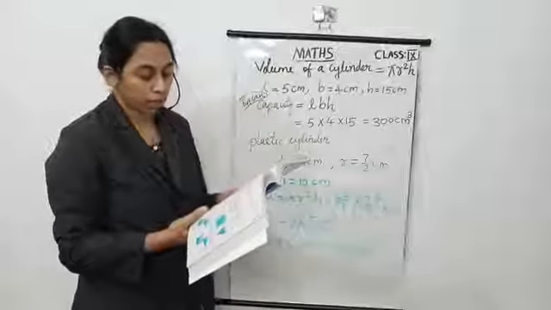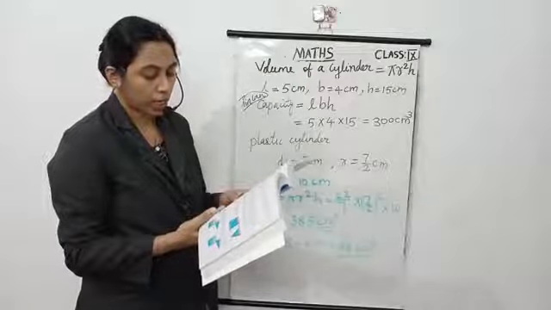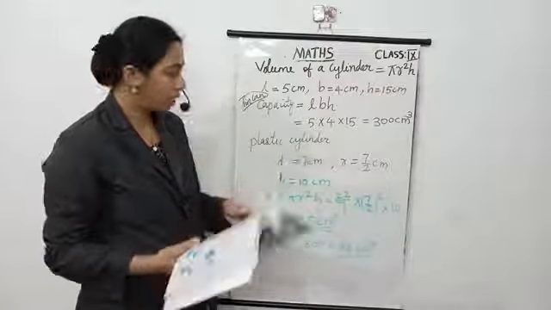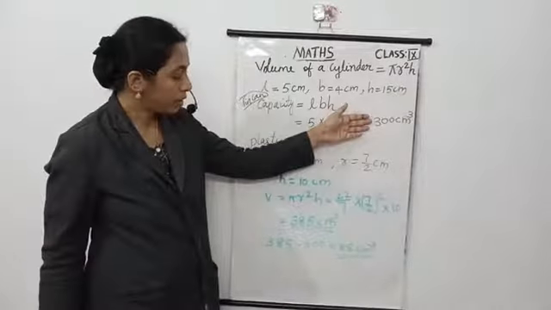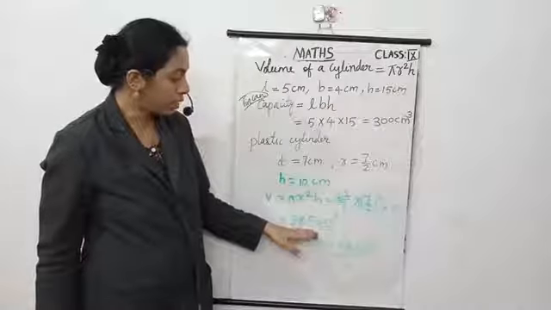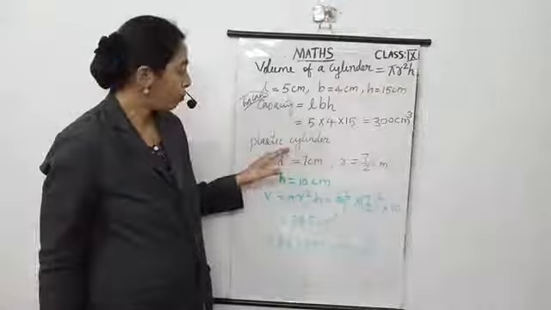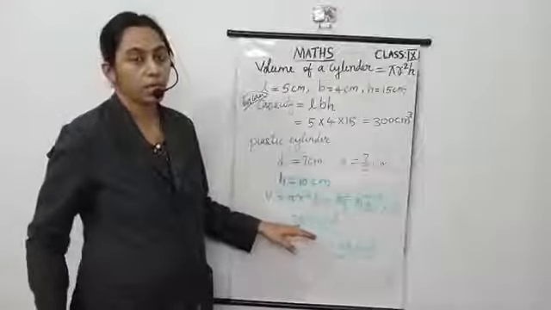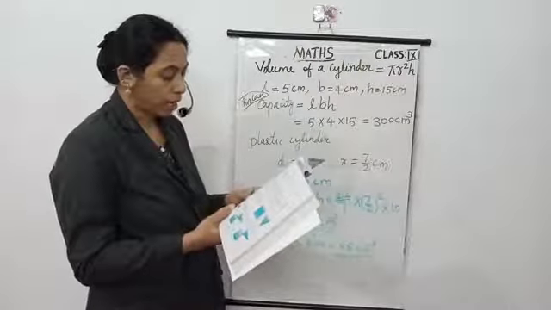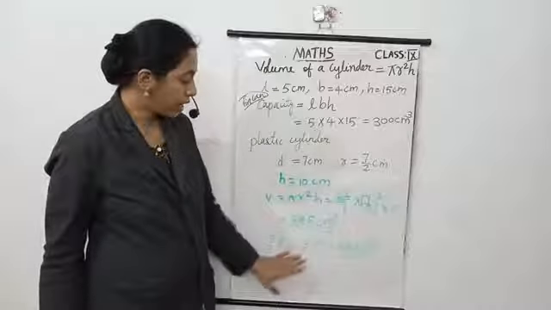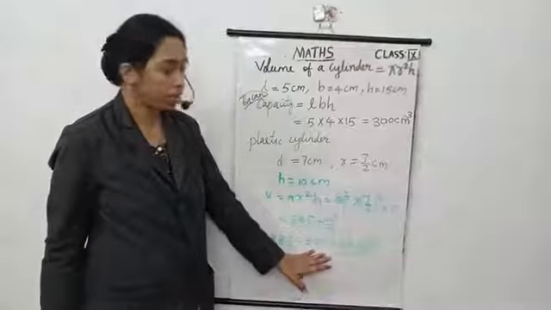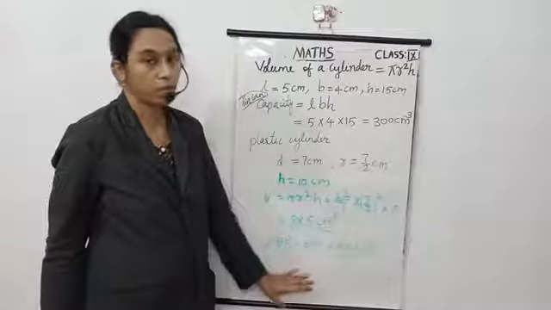Now in the question, which container has a greater capacity? Compare, this is 300 and this is 385. So plastic cylinder has more capacity, and by how much? By how much means 385 minus 300, that is 85 centimeter cube.